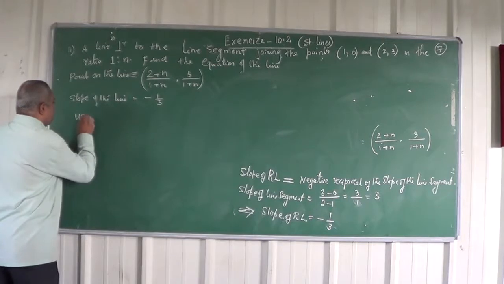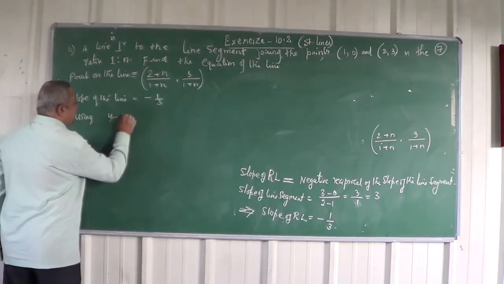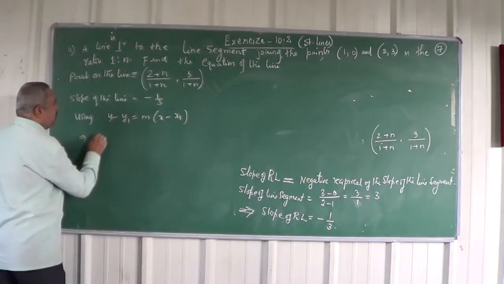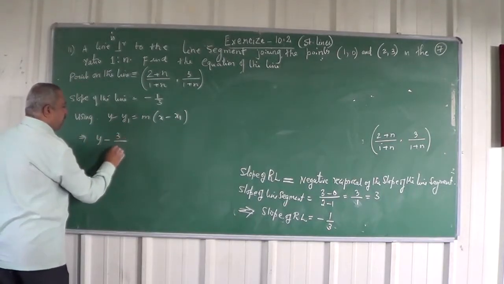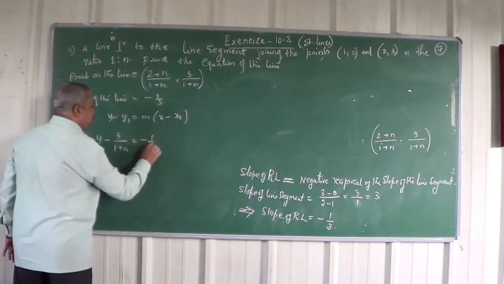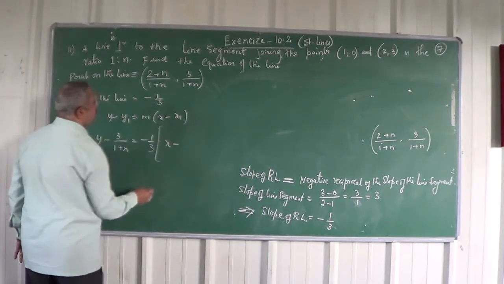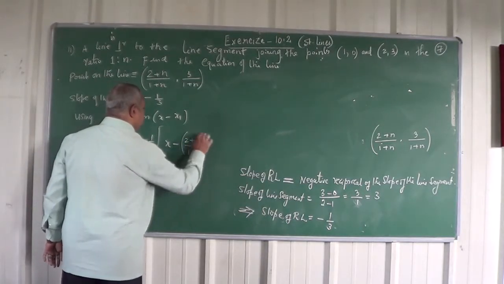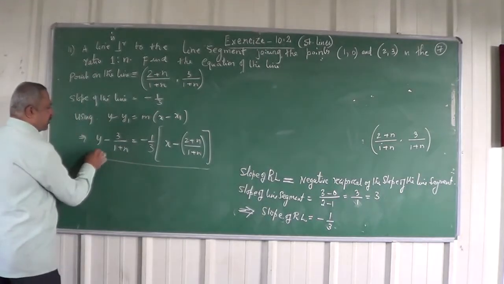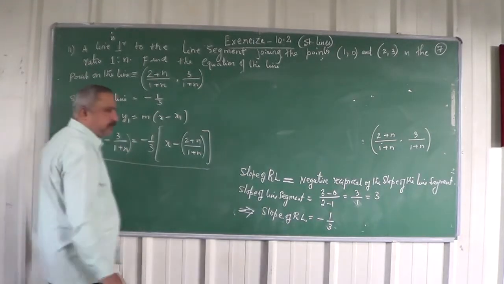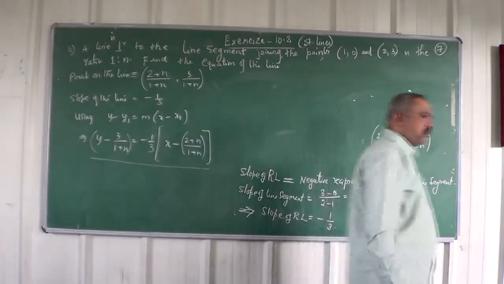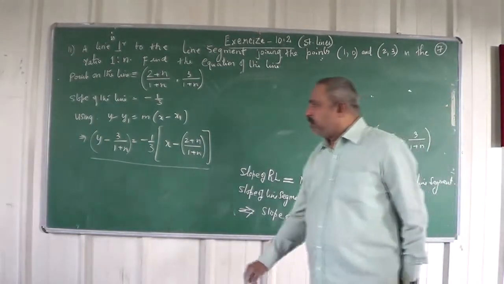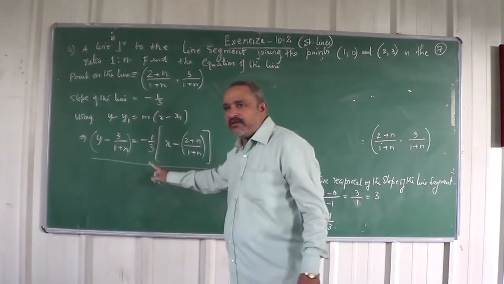So what formula do you use? Using y minus y1 equals m into x minus x1. This implies y minus 3 by (1 plus n) equals minus 1 by 3 into x minus (2 plus n) by (1 plus n), which is the equation of the required line. You can stop at this stage. Further simplification is not required. Once you write the equation in this form, you will get the marks. So this is the equation of the required line.